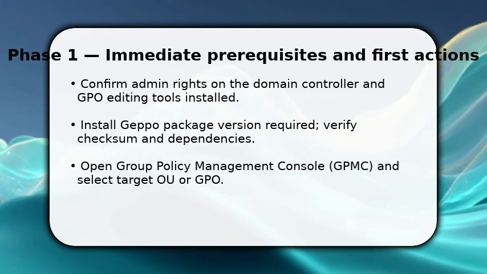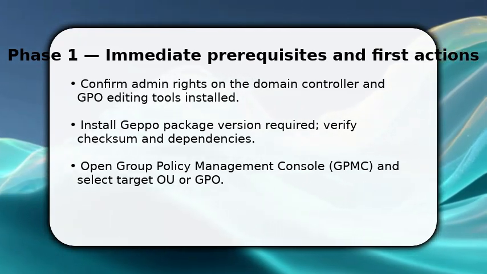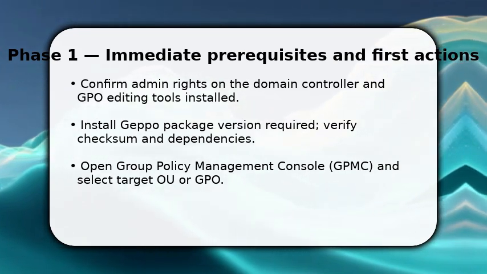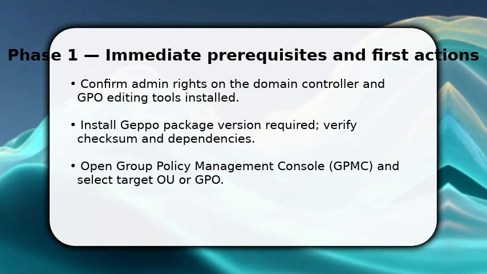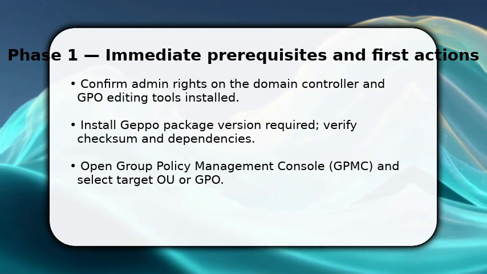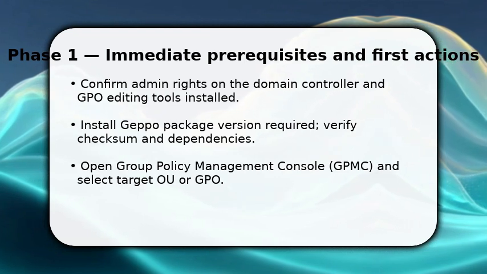You start by validating prerequisites. Make sure you have domain admin rights and GPMC available. Once done, install Geppo and verify its version and dependencies so nothing breaks mid-config. Then, open the Group Policy Management console and navigate to the target OU or existing GPO you will modify.